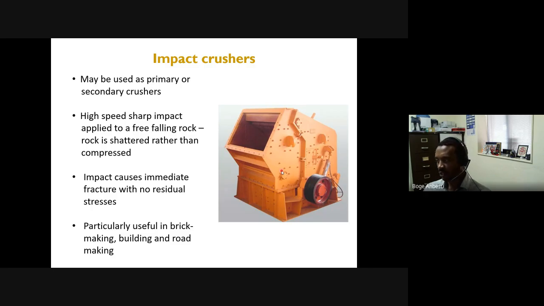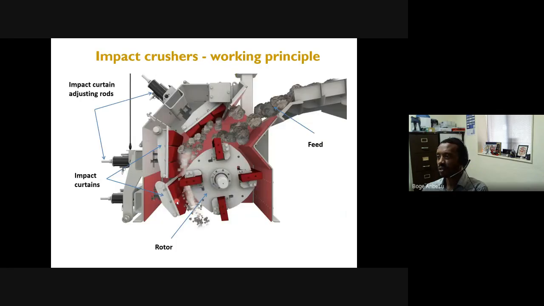And that's one of the main benefits of impact crushers. So if you want to make a product for making brick or to make roads and so on, impact crushers are by far the preferred ones, because once you apply very high impact force, what breaks will break, whatever resists that force will stay intact, and therefore that's how you can avoid having any residual crack inside the rock, and impact crushers are very good for that.